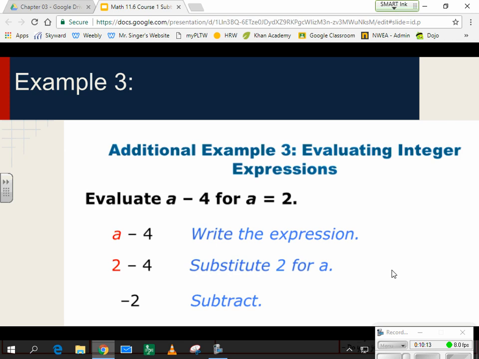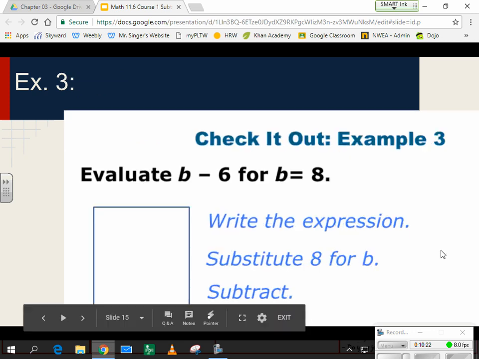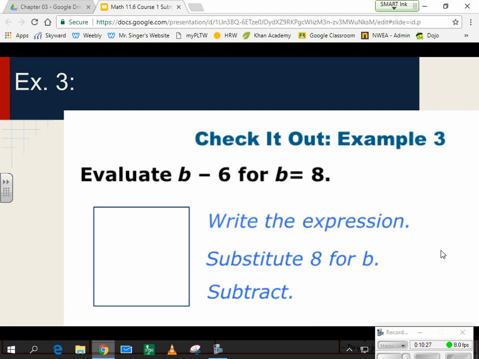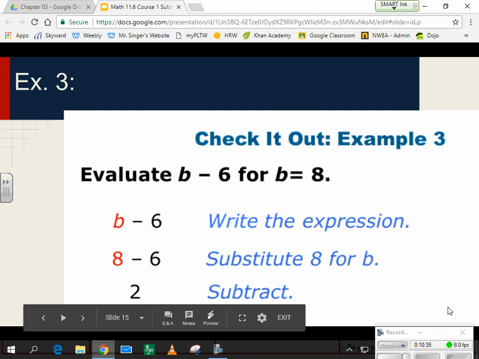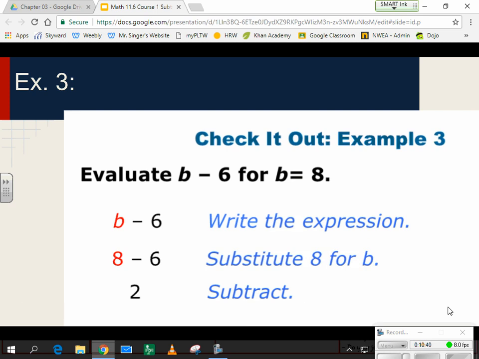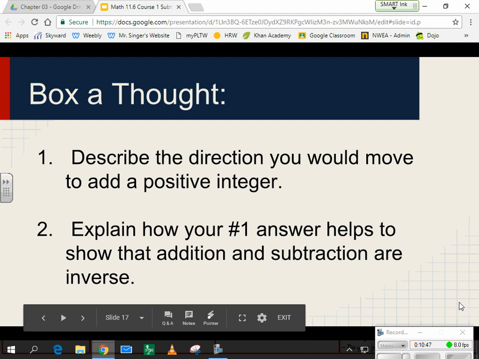Again, since the first number is smaller than the bigger number, the second number is larger, so we know we're going to have a negative answer of negative 2. You can put this one in your notes if you want. Here's another one, b minus 6, where b equals 8. Again, rewrite the problem as b minus 6. Change out the b for 8, and now you have 8 minus 6. And since the first number is larger than the second number, it looks very normal to what you're normally used to with subtraction. You're going to have a positive value because the second number is smaller than the first.